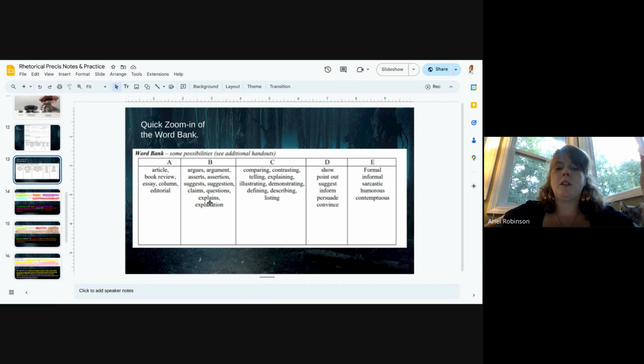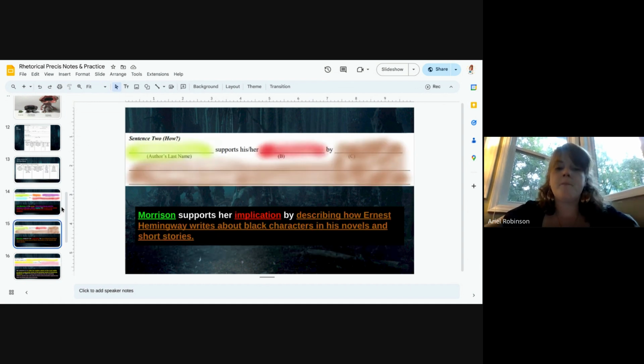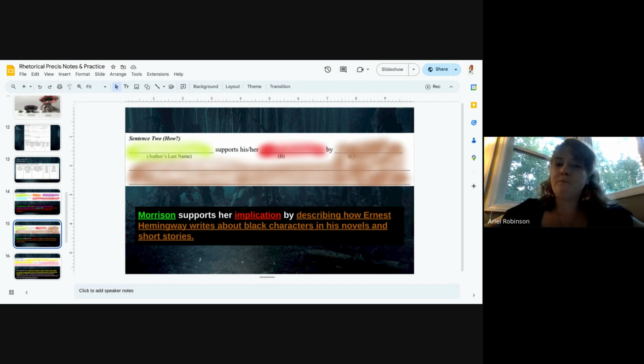Okay. So when you look through here, this is what a rhetorical précis looks like. And you're going to want to use some of these words for rhetorically active verbs and descriptions. You'll see that there are templates like this on your document. Here is the example. Toni Morrison in the essay Disturbing Nurses and Kindness of Sharks implies that racism in the United States has affected the craft and process of American novelists. And then sentence 2, Morrison supports her implication by describing how Ernest Hemingway writes about the Black characters in his novels and short stories.